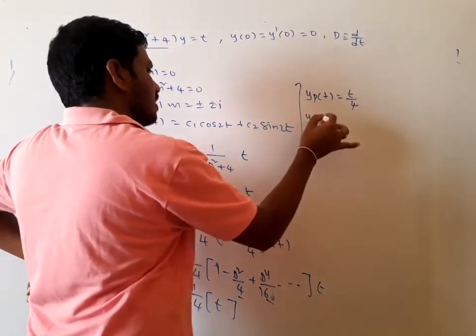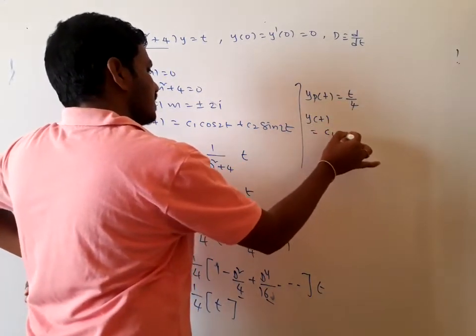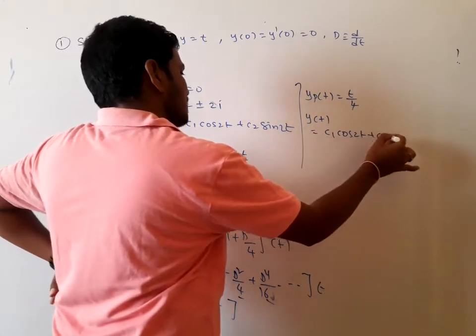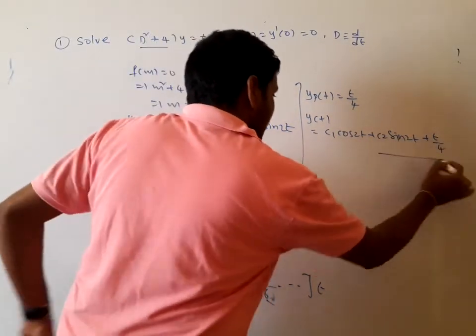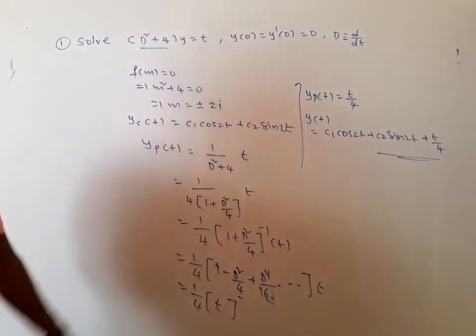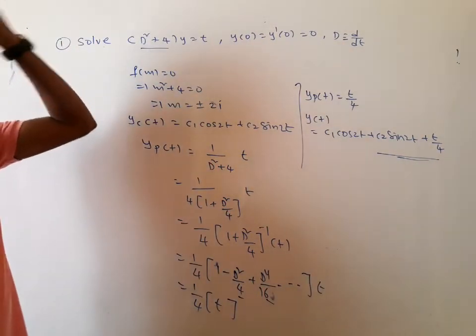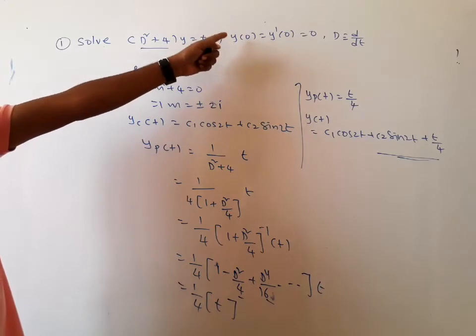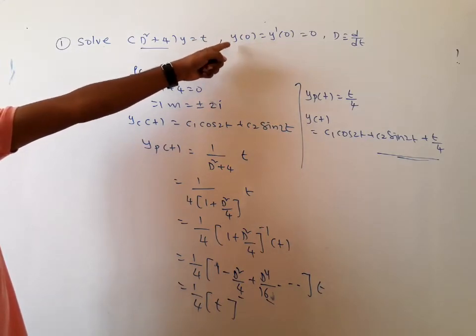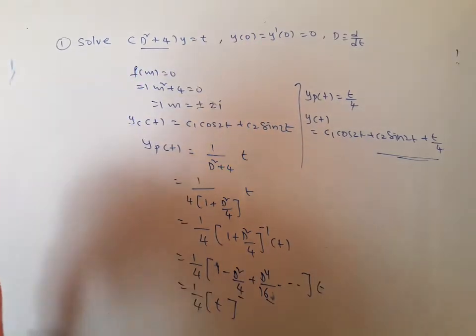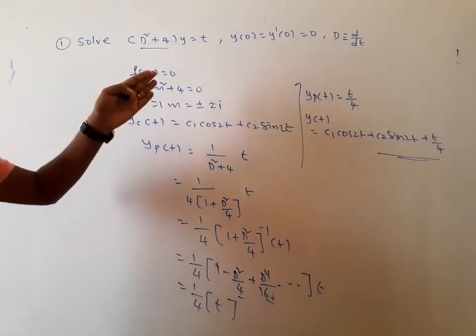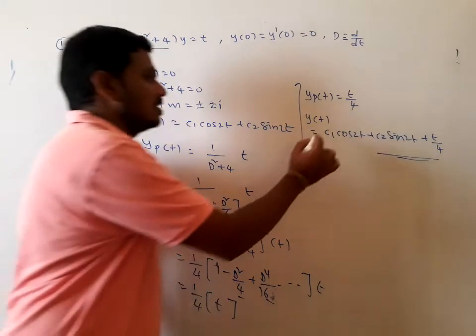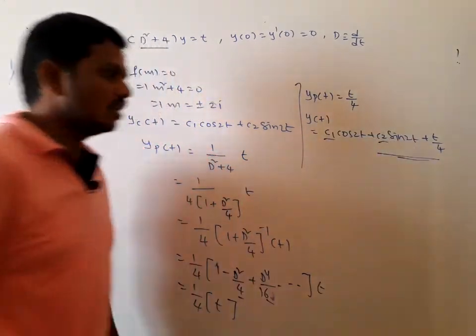So the solution is y of t equal to c1 cos 2t plus c2 sin 2t plus t by 4. This is the solution, but the solution is not completed. The conditions given, y of 0 equal to 0 and y dash of 0 equal to 0, define the initial values, right? So we need to evaluate the arbitrary constants c1 and c2.